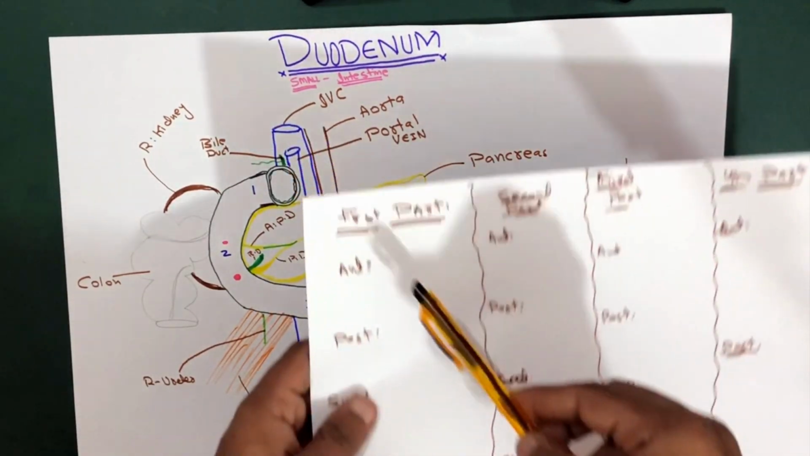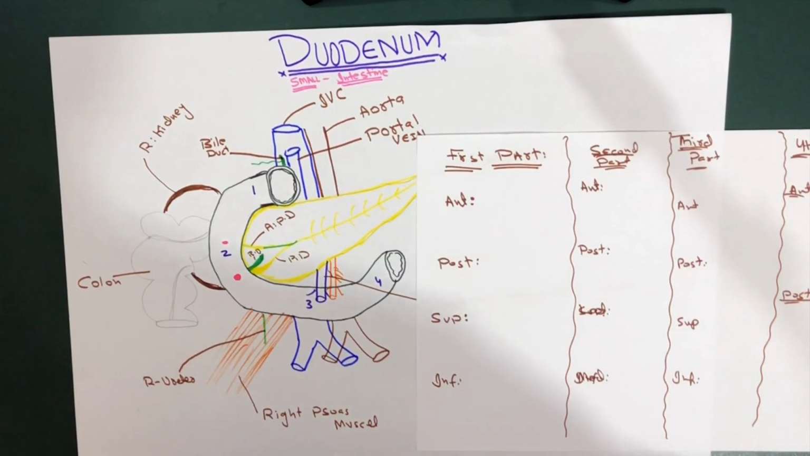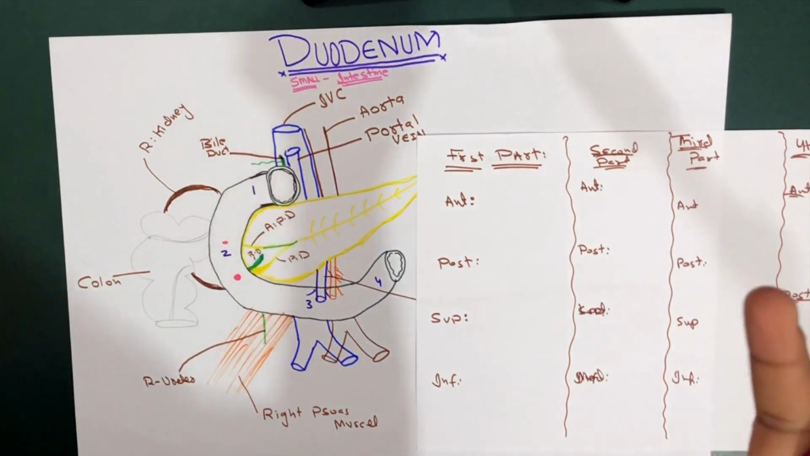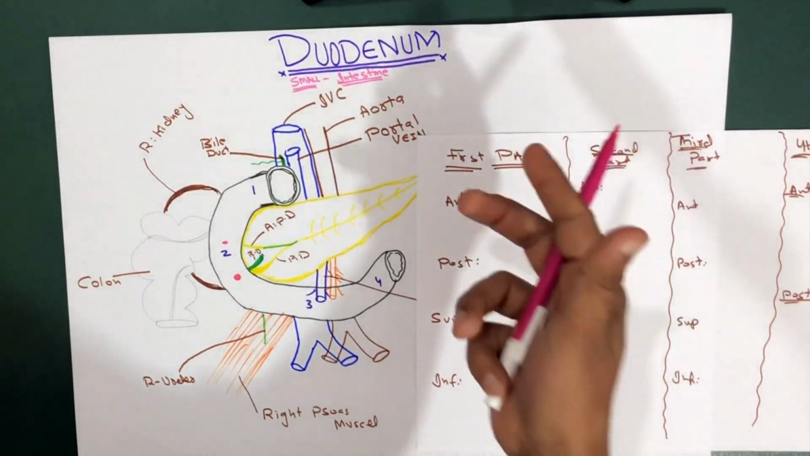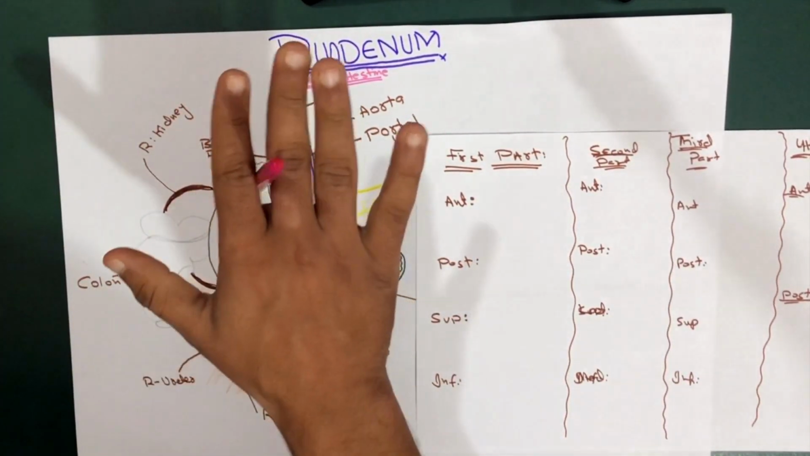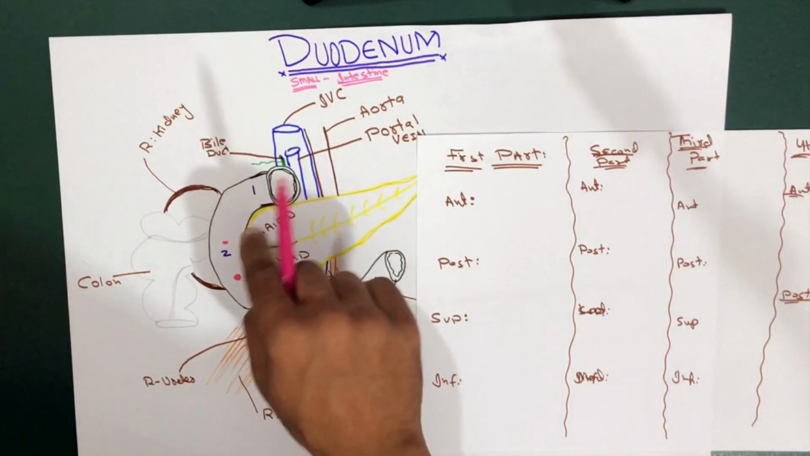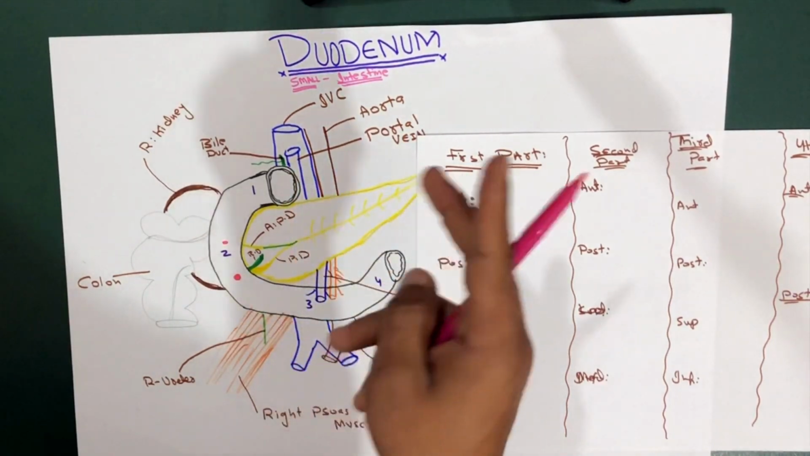I'll be using this diagram, and we'll be mentioning structures on this page. So I'm going to use a pink color. Over here, I'm going to talk about the first relationship. If somebody is asking you what is anterior, like if somebody is watching your abdomen from the front side, so it's anterior to the first part of the duodenum. We have two structures anteriorly. What are those structures?